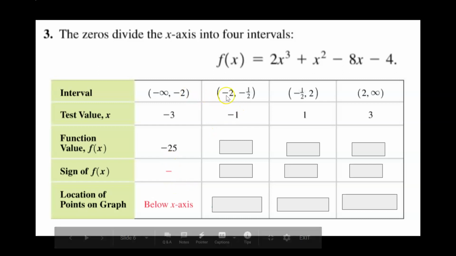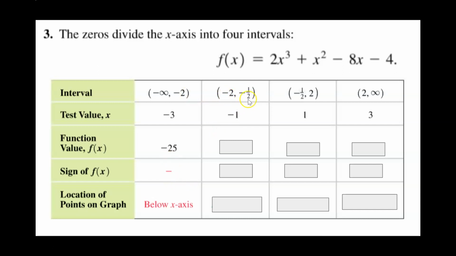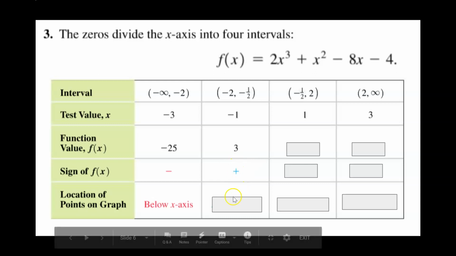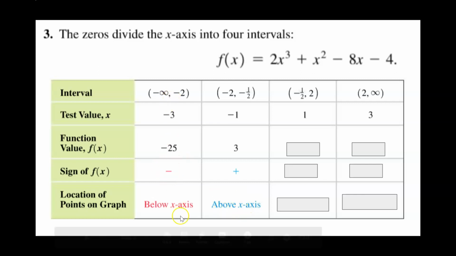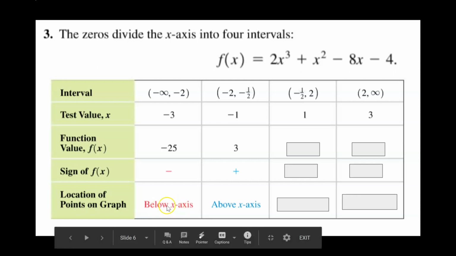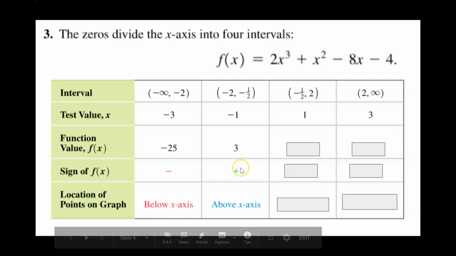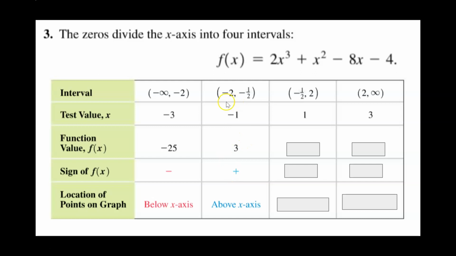So then we go from -2 to the next zero, which is -1/2. Pick a number in between here, -1. If I plug that -1 into each one of these, my answer is going to be 3. It's positive, so the graph in this interval should be above the x-axis. So anytime you get a negative once you do your test value, we know it's going to be somewhere below the x-axis. If you get a positive, it will be somewhere above the x-axis in this interval.